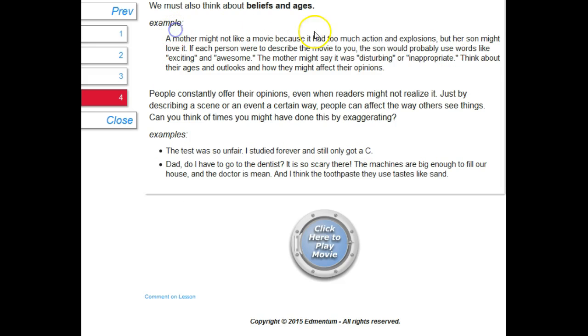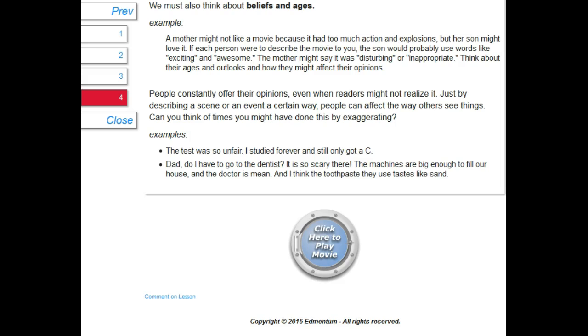For example, a mother might not like a movie because it had too much action and explosions, but her son might love it. If each person were to describe the movie to you, the son would probably use words like exciting and awesome. The mother might say it was disturbing or inappropriate. Think about their ages and outlooks and how they might affect their opinions. People constantly offer their opinions, even when readers might not realize it. Just by describing a scene or an event a certain way, people can affect the way others see things.